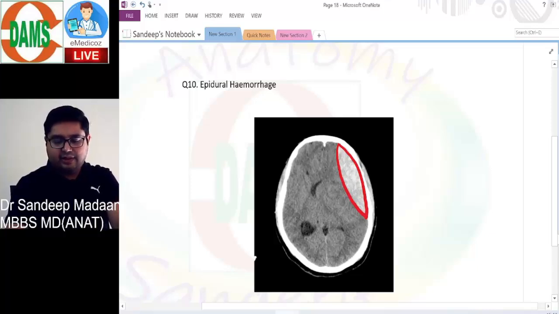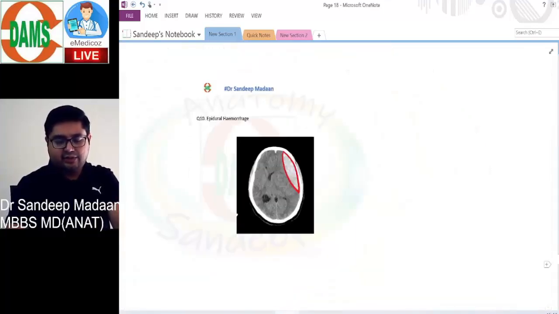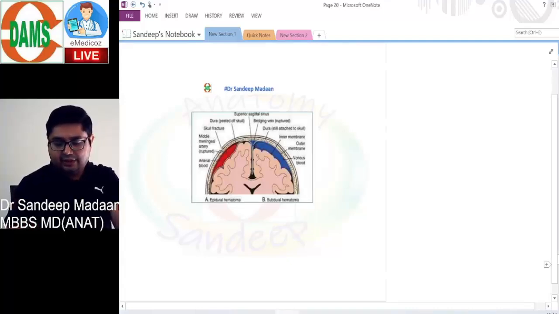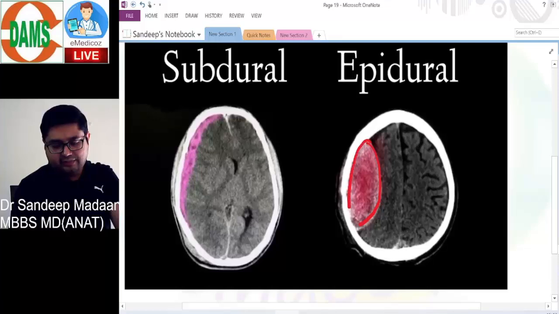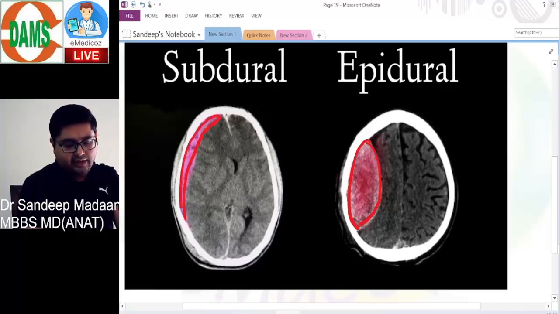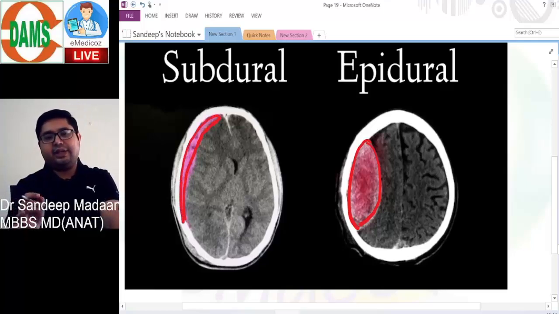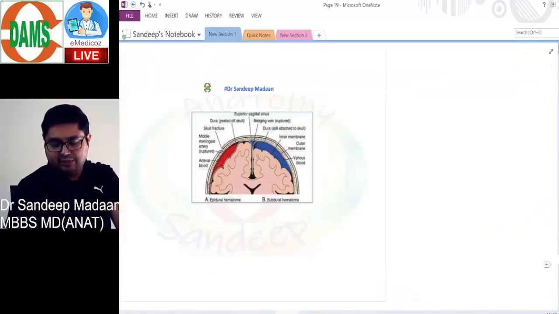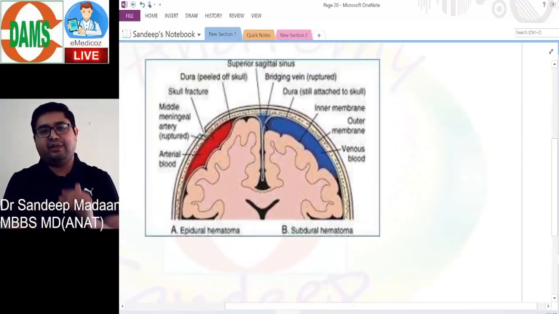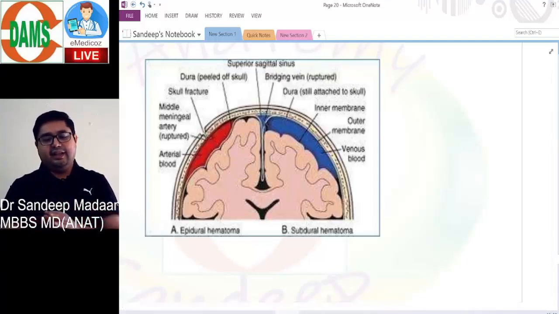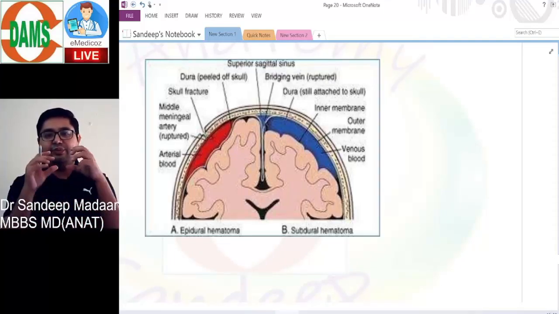Now, just before the discussion of that part, let me show you the difference between the subdural and the epidural. Let us see. Epidural will show a biconvex shape, whereas subdural will show a crescentic shape. If you see a crescentic hemorrhagic lesion, it is subdural, and convex will be epidural. And one more thing, epidural bleed is an arterial bleed. What is the most common vessel? Middle meningeal artery, right? And what about the subdural bleed? That is a venous bleed, a venous collection.